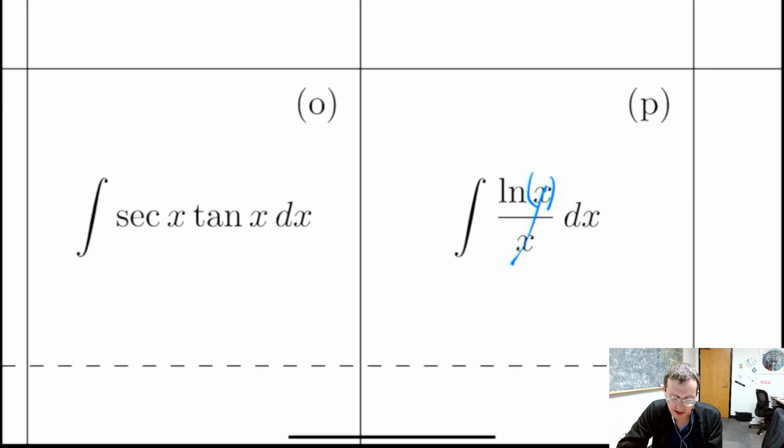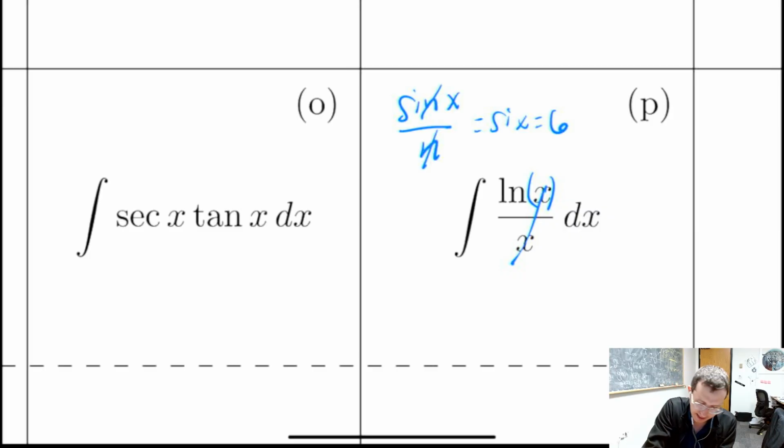Can we cancel the ln? What would you cancel it with? There's nothing to cancel it with.